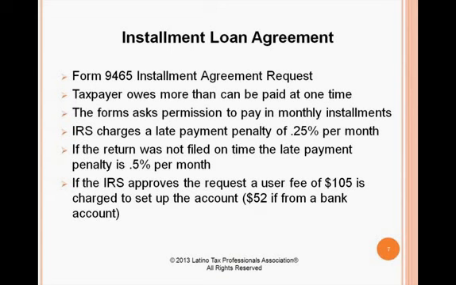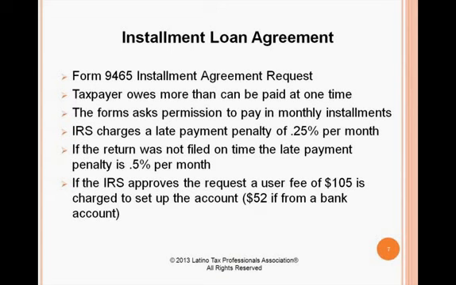That helps you to mix it in with your other payments and based on, of course, when you get paid. The IRS charges a late payment penalty of 0.25% per month on the unpaid balance. If the return was not filed on time, the late payment penalty is 0.5% per month. And there can be a combination thereof of late filing fee and, of course, late payment.